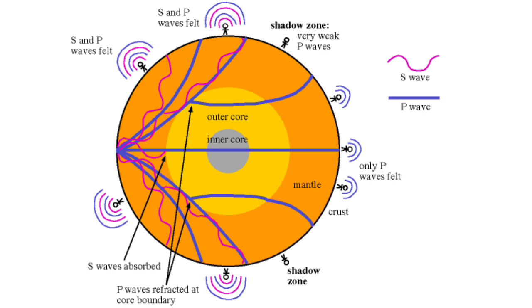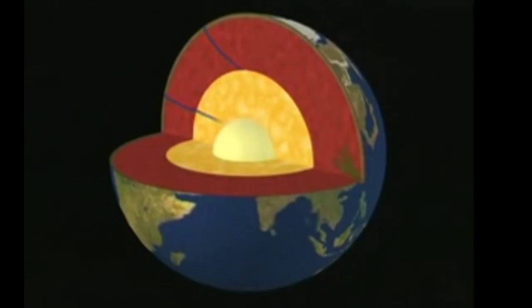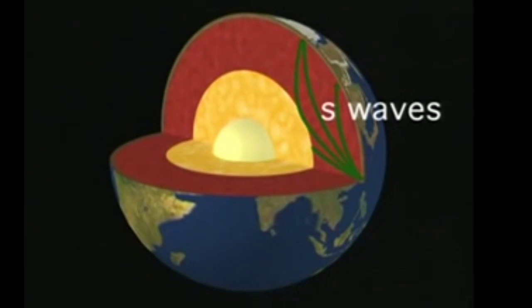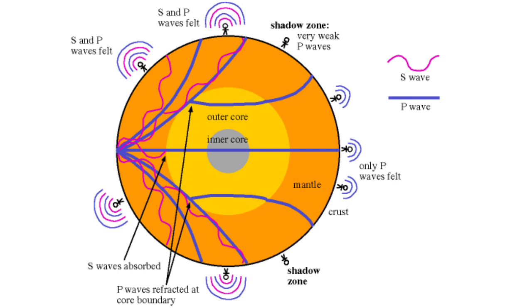Another wave is the S waves. Here you can see the S waves are completely absorbed when they reach the outer core. They cannot pass through the outer core. This is possible only when there is a liquid state inside the earth. So the outer core is clearly present in a liquid form because the S waves are not able to travel through it.